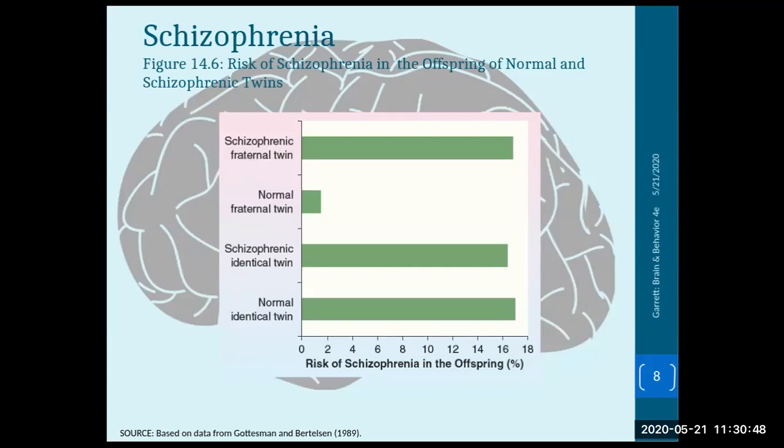So looking again at the risk, for a normal fraternal twin, your risk of schizophrenia in their offspring is relatively low. The schizophrenic fraternal twin goes up to 17%, and then a normal or schizophrenic identical twin about the same. So you see a huge jump in their offspring as well as siblings that are twins, right? The offspring of those twins as well have a very high risk.